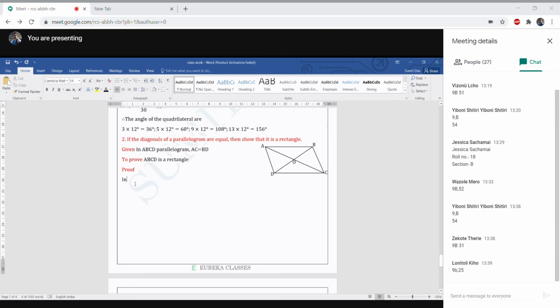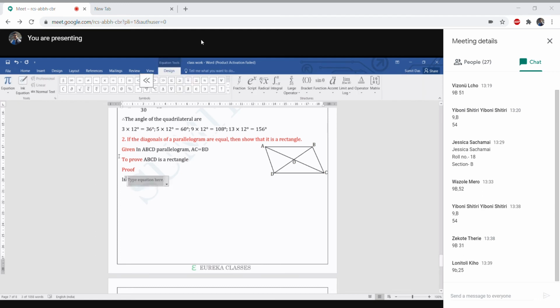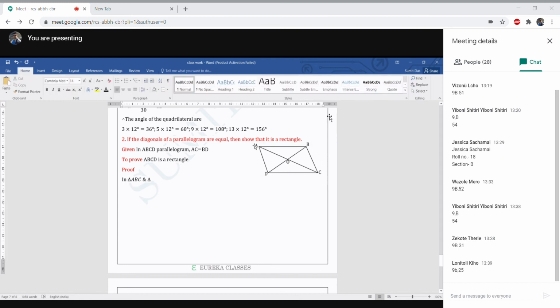In triangle ABC and triangle DCB, you can see these two triangles, ABC and triangle DBC. We'll consider these two triangles.